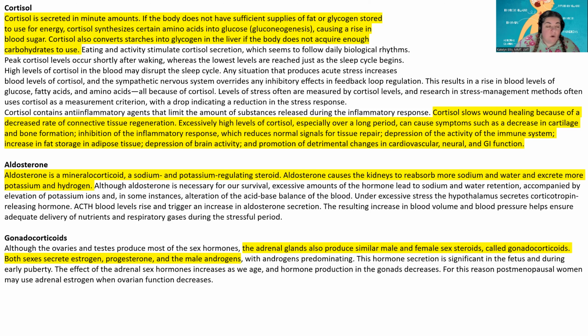Gonadotropins. All right. So, although the ovaries and testes produce most of the sex hormones in the body, the adrenal glands also produce similar male and female sex steroids called gonadotropins. Both sexes secrete estrogen, progesterone, and male androgens, with androgens predominating. All right. This hormone secretion is significant in the fetus and during early puberty. The effect of the adrenal sex hormones increases as we age, and hormone production in the gonads decreases. So, this means that postmenopausal women might use adrenal estrogen when ovarian function decreases.